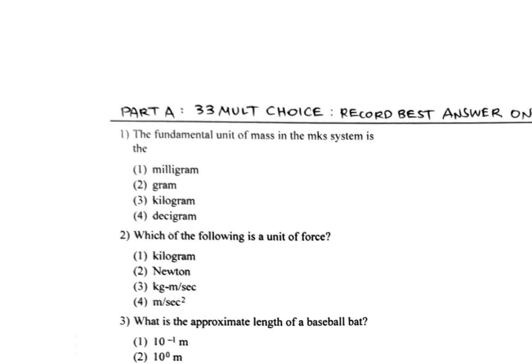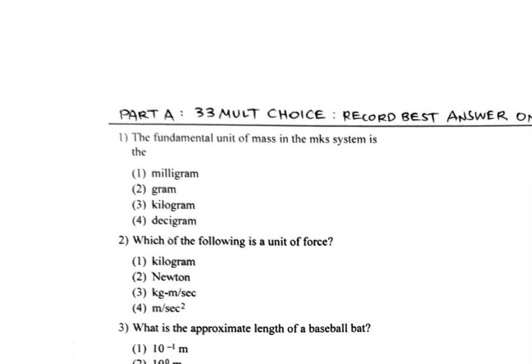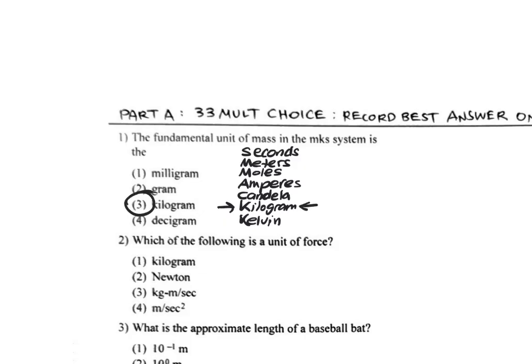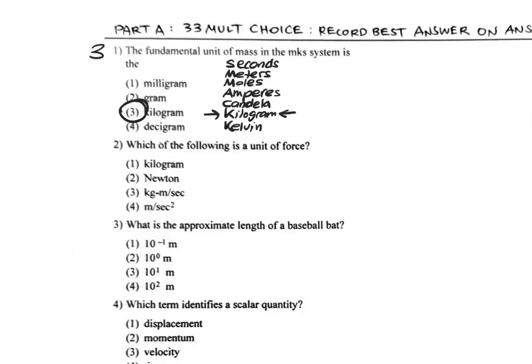All right, so number one, fundamental unit of mass in the meters, kilograms, seconds, MKS system is what? If you don't know your fundamental units, you should smack yourself. SMMACKK. Seconds, meters, moles, amperes, candela, kilogram, and Kelvin. So unit of mass is the kilogram. Choice 3. Next. Also keep in mind the fundamental unit for mass is not the gram. It is the kilogram. So just be aware of that.